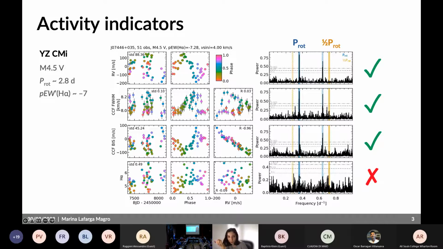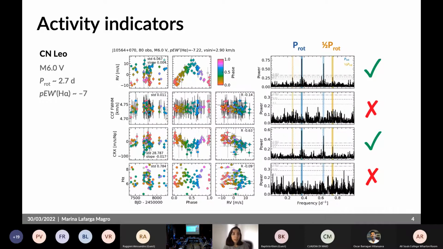There's some kind of peak that you can see here at the rotation period, but it's not significant. So this seems to indicate that this indicator in this case is not tracing activity as well as the other ones for this star. And I just wanted to show you another example, same kind of data.